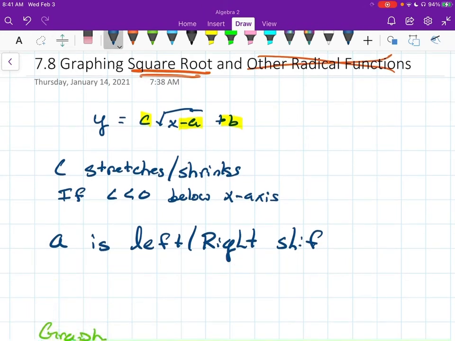Notice that it's x minus a, right? So if you have something like root x plus 1, that means left 1. It's the opposite of what you think it should be, right? And I believe that's the same way as whenever we had a parabola and we'd have something inside of it squared, like x plus 1, that'd be a left shift. It's similar idea here.